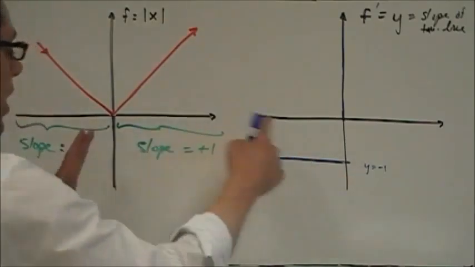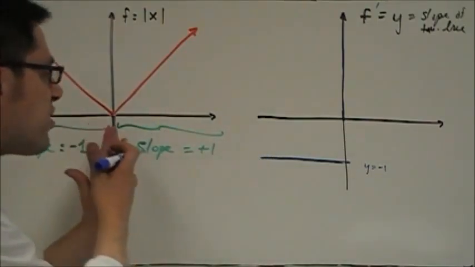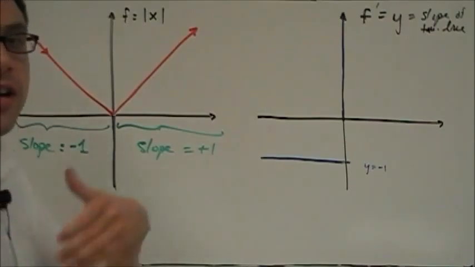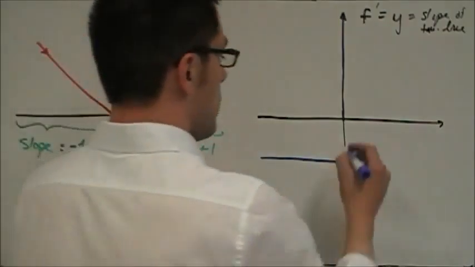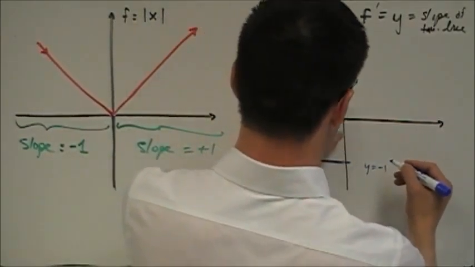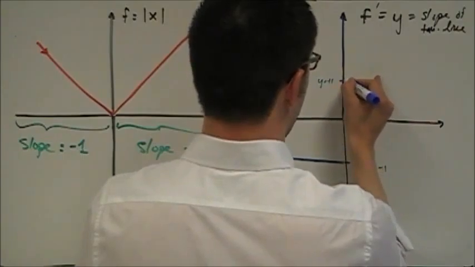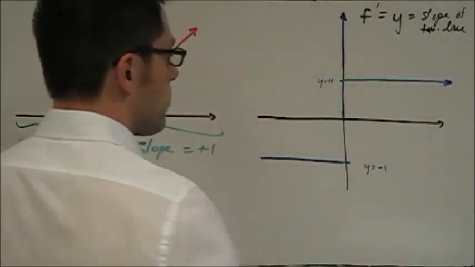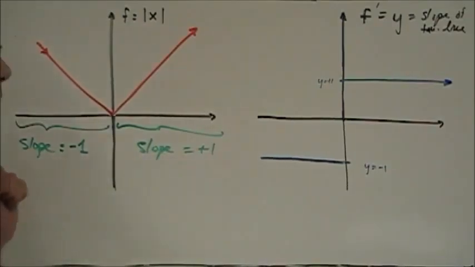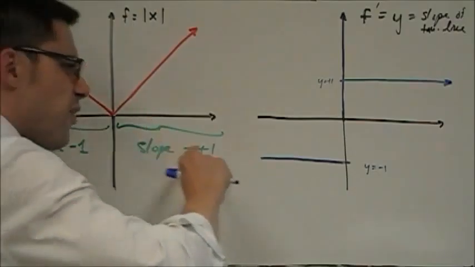Over here, on the other side, the slope is +1. So the y value is always +1. For every single x value, the corresponding derivative is +1, or the slope is always +1. So let me draw +1. It should be equidistant. Y is +1. I'm going to draw, again, a horizontal line, because for the same reason, the derivative is always +1. The slope is always +1 for every single x value.